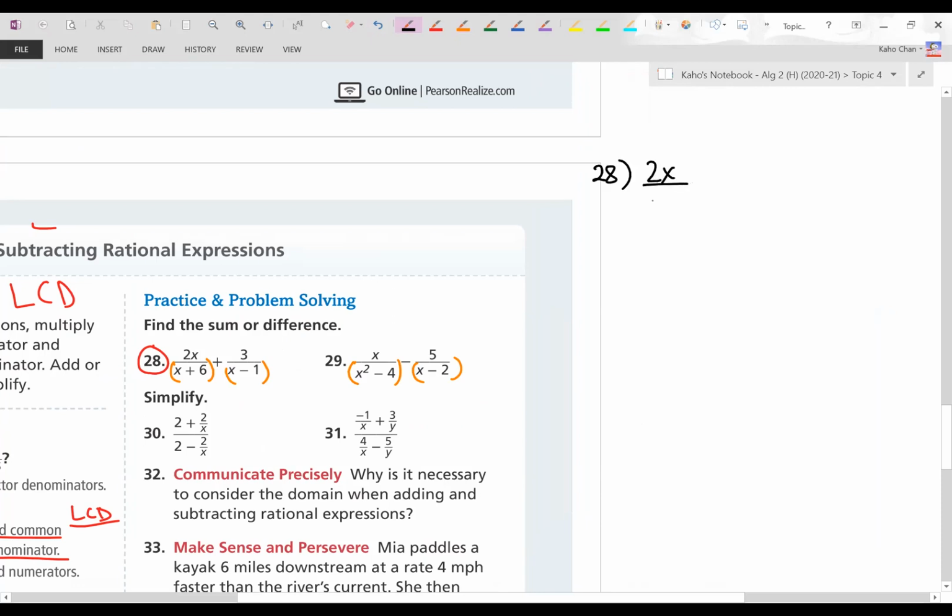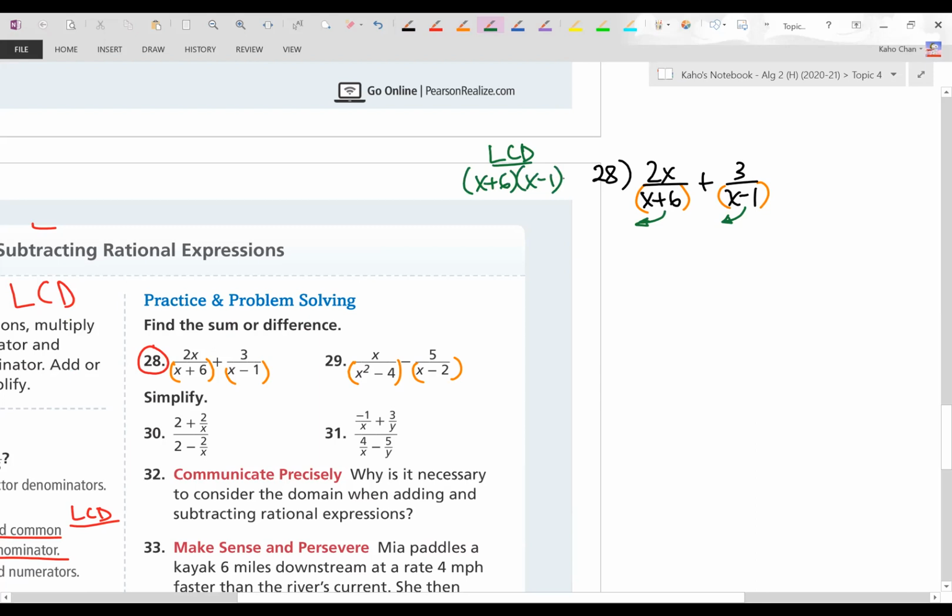2x over x plus 6 plus 3 over x minus 1. Notice my denominators are not the same. To find the LCD, you want to find common factors. I have none so far. And if you don't have any, you carry over the other factors. So my LCD is the leftovers here, the carryovers, x plus 6 and x minus 1.